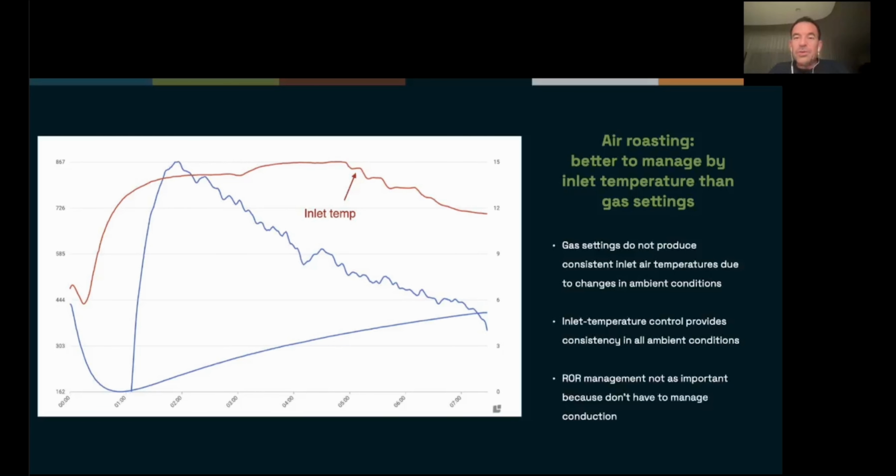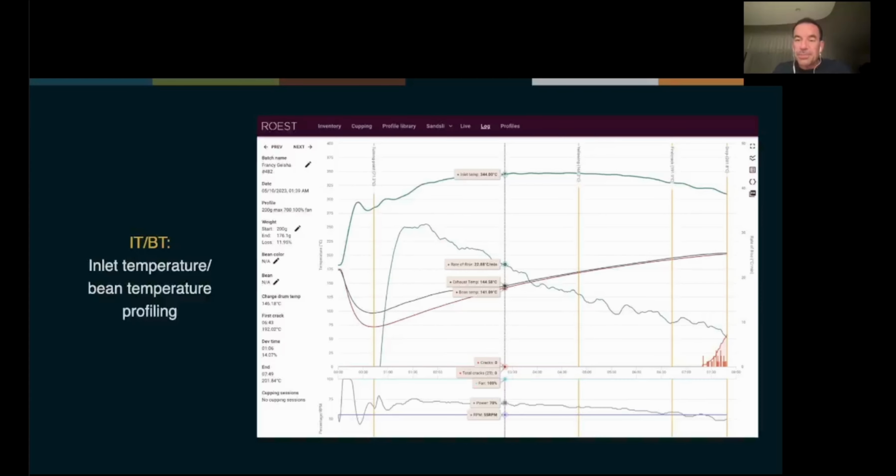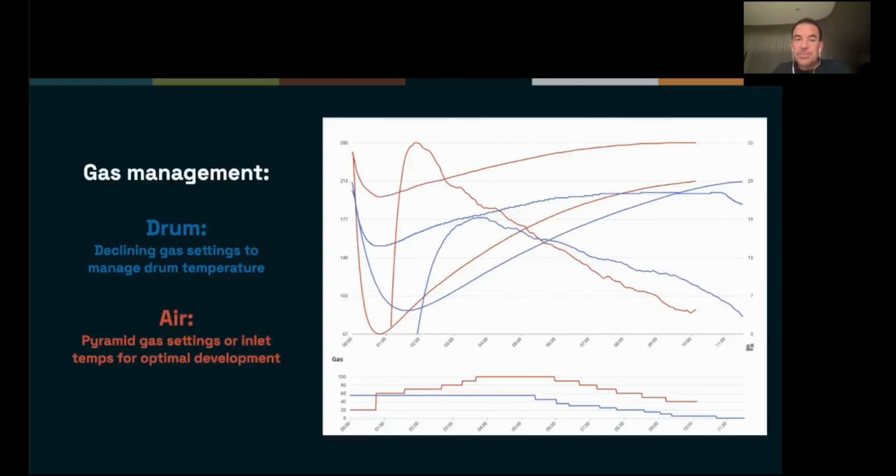So when you use inlet temperature control, you bypass this problem. It doesn't matter if the ambient environment in the roastery is hot or cold, your roasts are going to stay perfectly consistent, which is really helpful. Definitely, it's an easier system to manage, and I assume that this is something that you're going to see more and more in the future. This is the Roest sample roaster with an inlet temperature control.